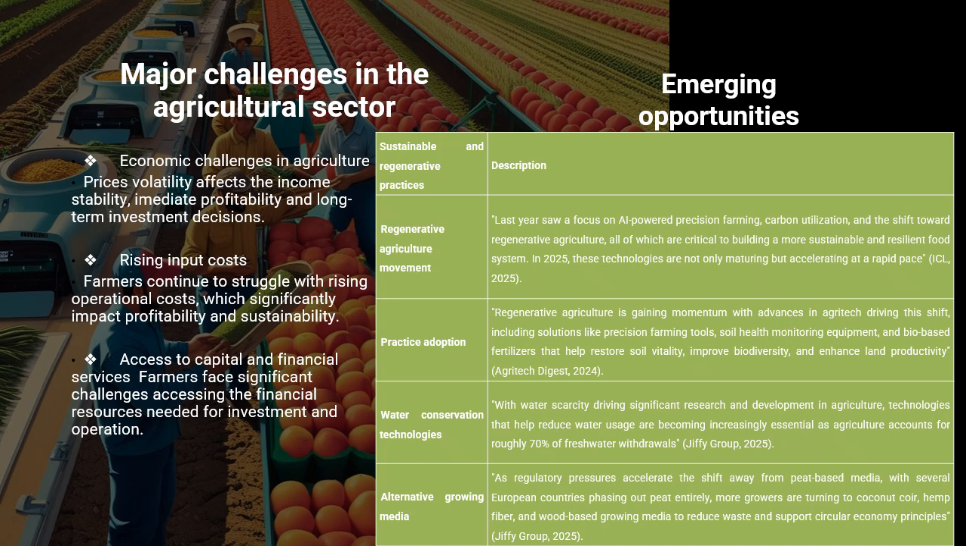Rising input costs for fertilizers, fuel, machinery, and labor significantly impact profitability and sustainability. When input costs rise faster than output prices, profit margins are squeezed, threatening farm viability.